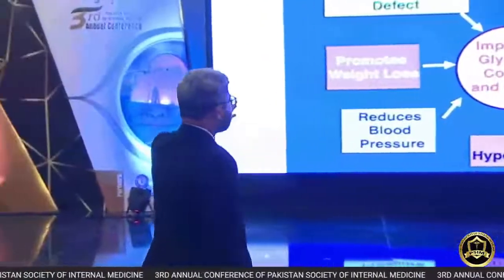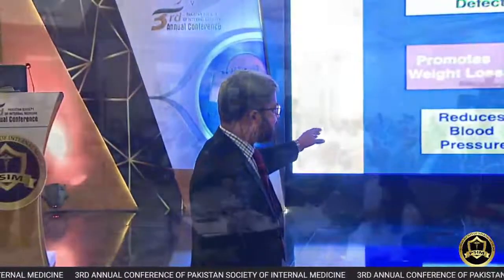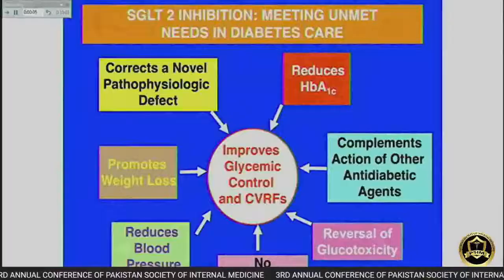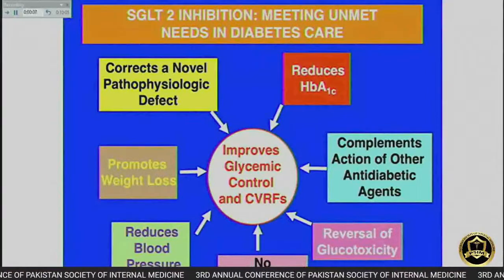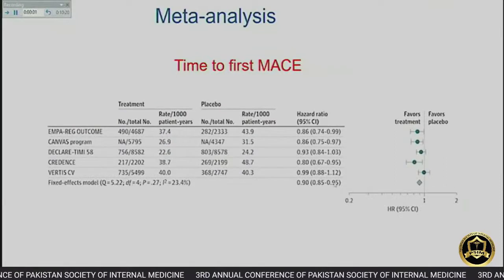Again, SGLT2 inhibitor promotes weight loss, reduces blood pressure, no hypoglycemia, and all these features help the heart. I mean, hypoglycemia can trigger heart events. Weight gain can cause more cardiovascular disease. Blood pressure reduction helps cardiovascular disease again. So these features of SGLT2 inhibitors favor reducing cardiovascular disease.